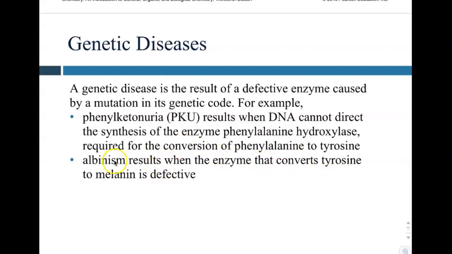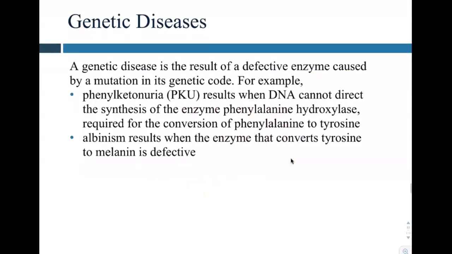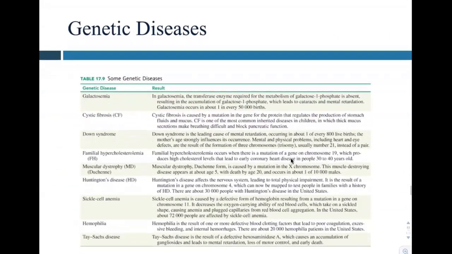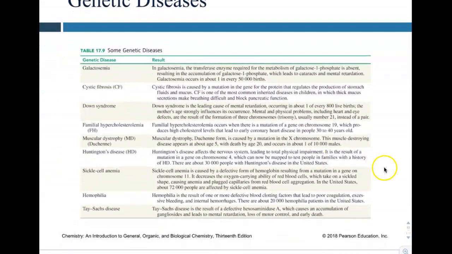So for this example, they're telling us that albinism results when the enzyme that converts tyrosine to melanin is defective. But if you have another one, then you can have a different disorder. So here's a list of some genetic diseases and their results, and where the mutation is. If you're interested in any of these, definitely check out this chart.